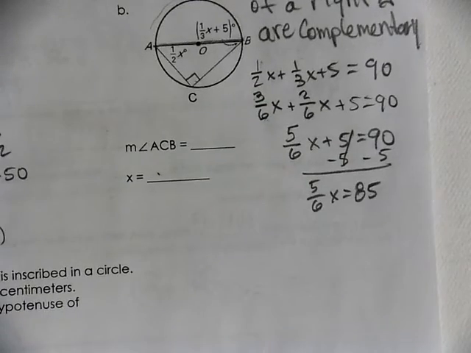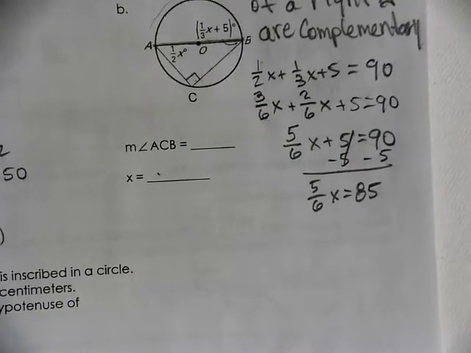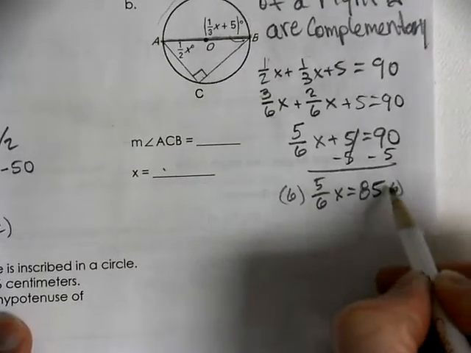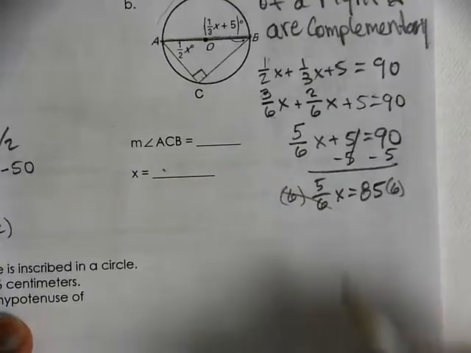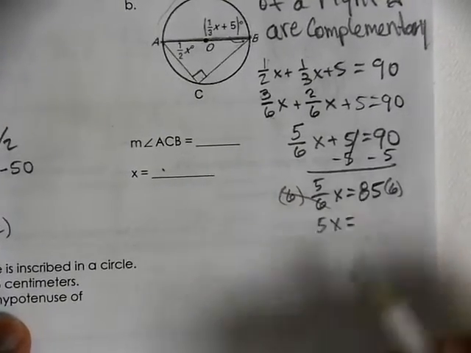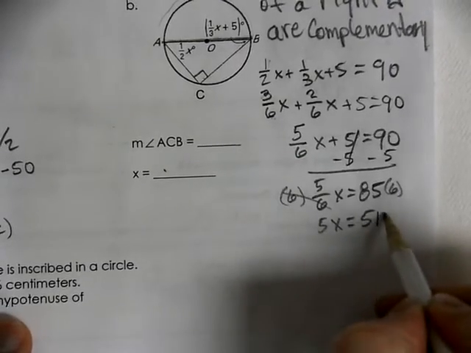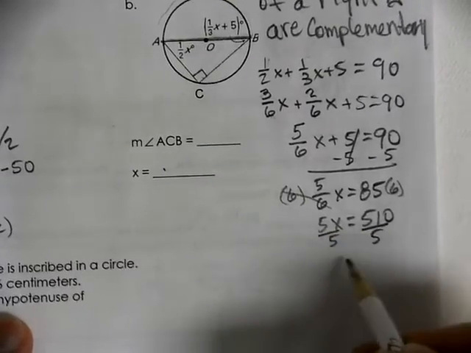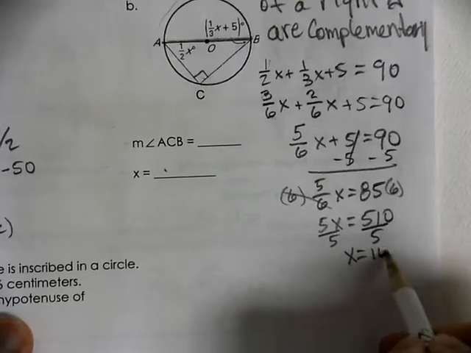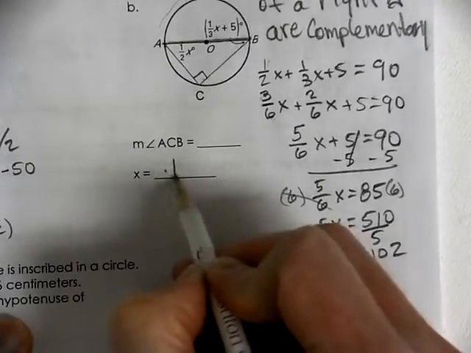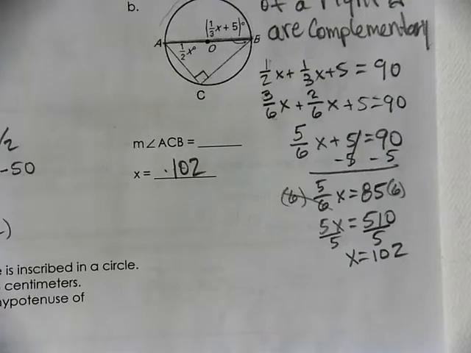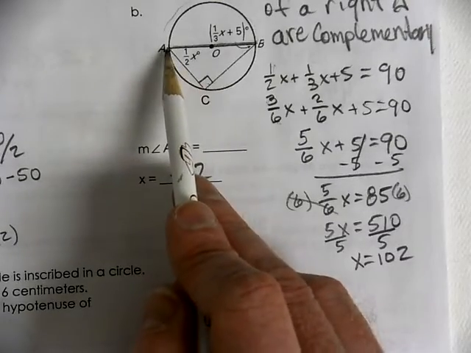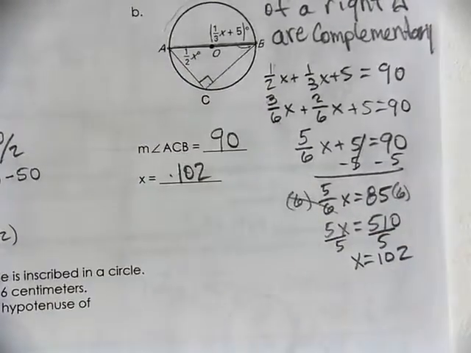So we can subtract over our 5. Couple different ways we could handle this. I would suggest to multiply the denominator over. That gets us 510. And then we divide by the 5. That gets us 102. So x is 102. And originally we talked about how angle ACB was 90.